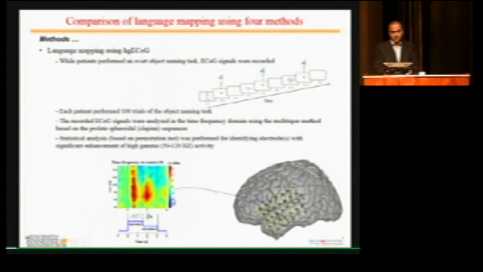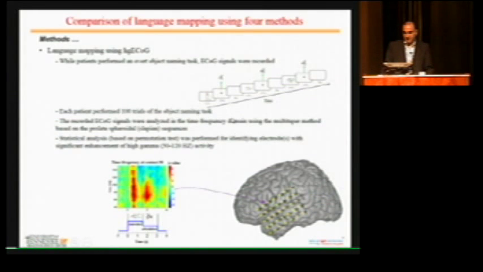So for language mapping using high gamma ECoG, while the patient is performing the simple overt object naming task, we continuously record the ECoG signal. So this is an example of this object naming task. Patients see, for example, a picture of a wolf for 1.5 seconds, and then they are instructed to overtly name the picture that they saw before immediately after seeing a cue, which is the plus sign in the center of the screen, and so forth. So we had 100 trials of these pictures.